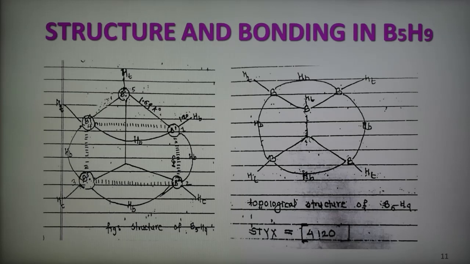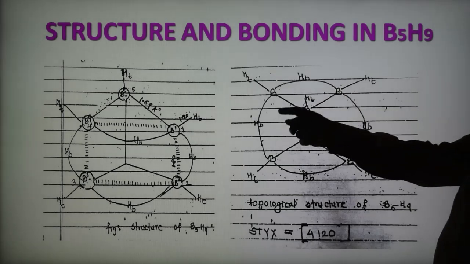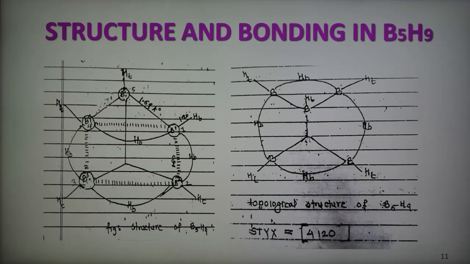I think you understand what S, T, Y and X are. In this way it is very simple to calculate the value of the strike number. But for that we have to know what S, T, Y and X are. If we know that, then it is very easy, and after plotting this from the structure we can calculate the strike number: how many bondings are there, and the values of S, T, Y and X.